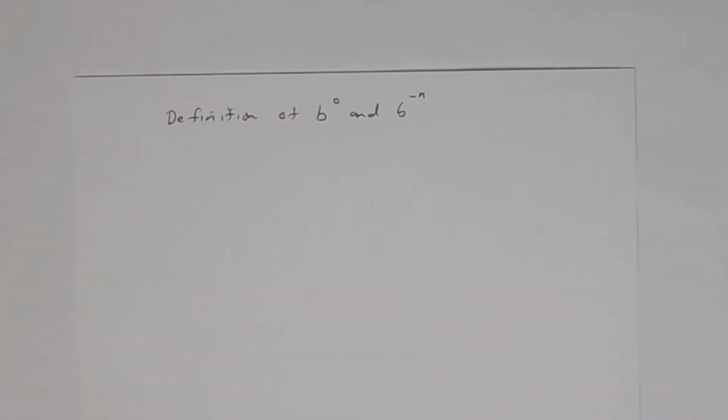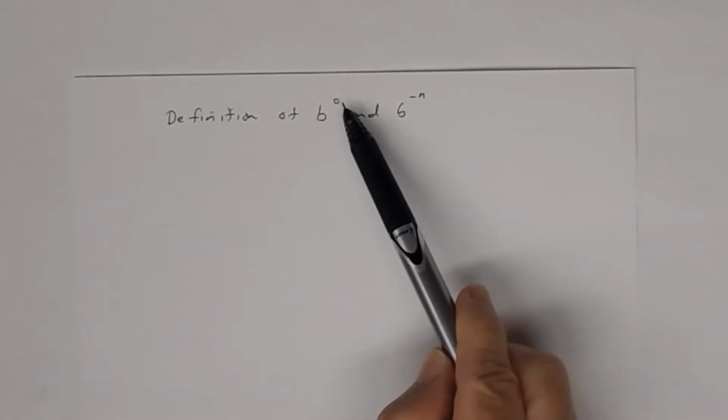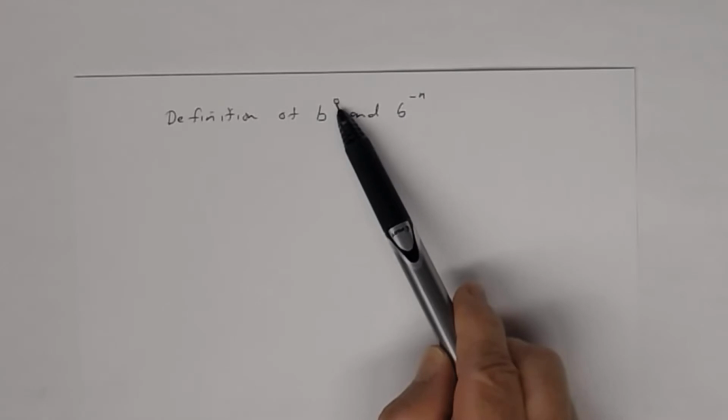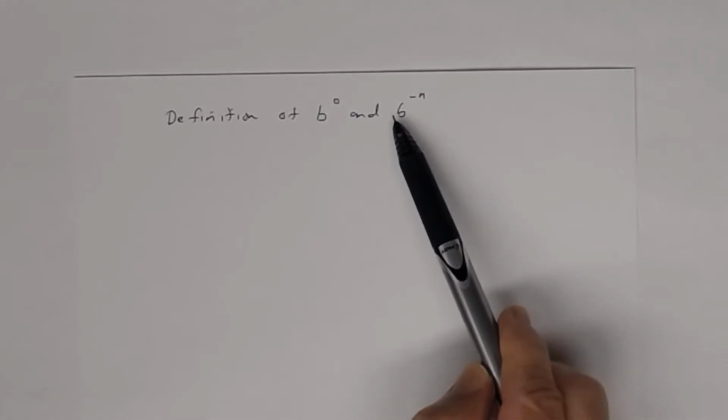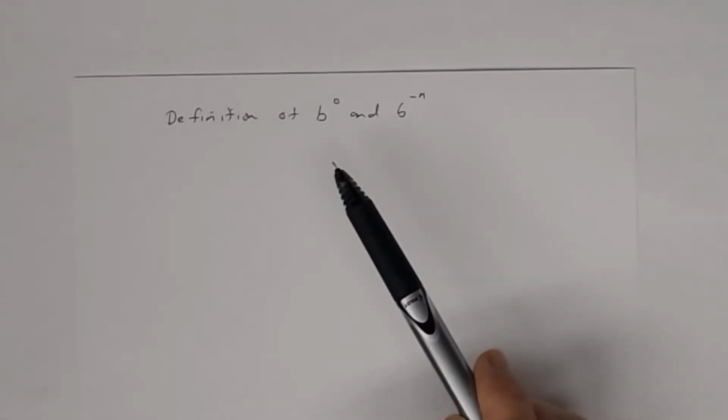In this lesson, we're going to look at the definition of b to the 0 power. What does it mean when we have an exponent that's 0? And then we're going to look at what it means when the base is being raised to a negative power.